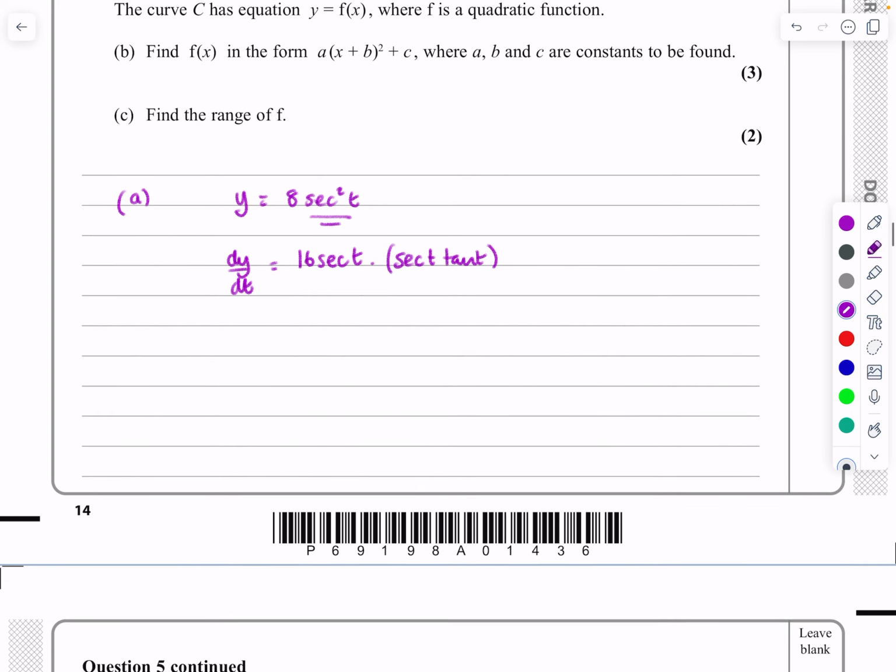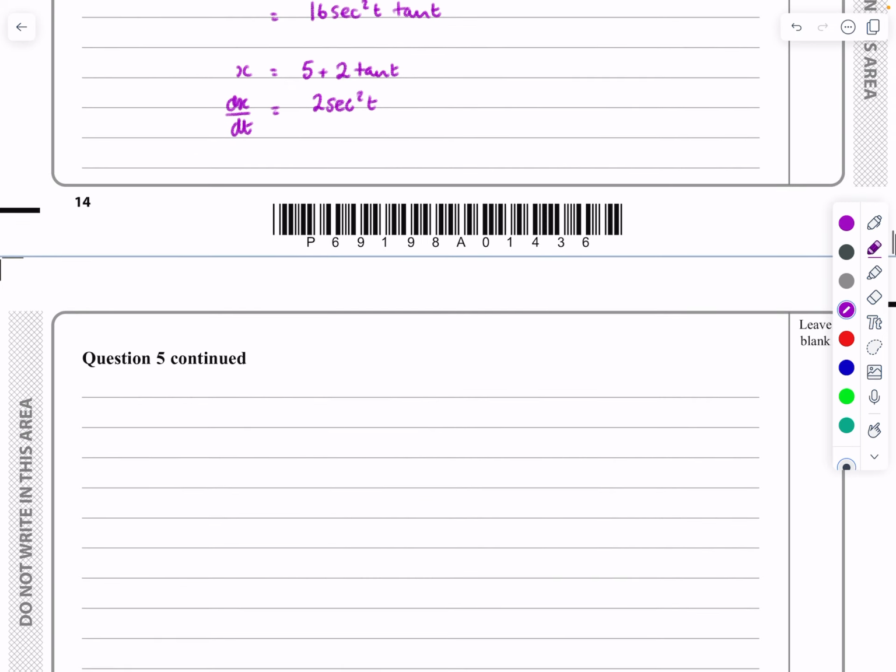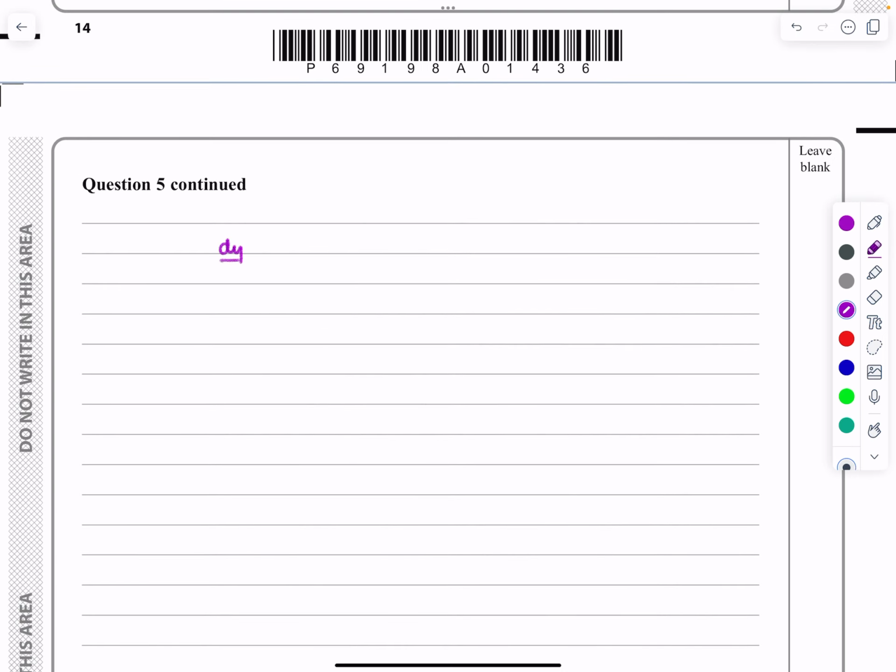Obviously, if you have problems with those, you're going to need to do a little bit more work on your basic revision of differentiation. Tidying that all up is going to give me 16 sec squared t tan t, and I'll worry about making that tidy a little bit later on. Let's work out what the x is going to give us. We've got x equals 5 plus 2 tan t. So dx by dt, differentiating this then, the differential of tan is sec squared, so that's going to give us 2 sec squared t.